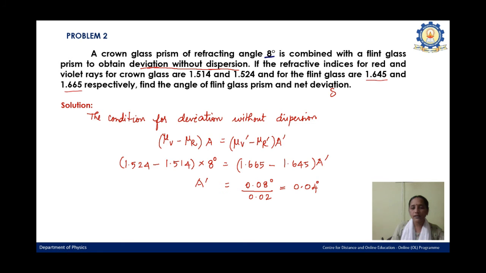So one of the tasks is completed in this problem. The next one is to find out the net deviation. To find out the net deviation, first of all, let us find out the mean refractive index for the crown glass prism and the mean refractive index for the flint glass prism.